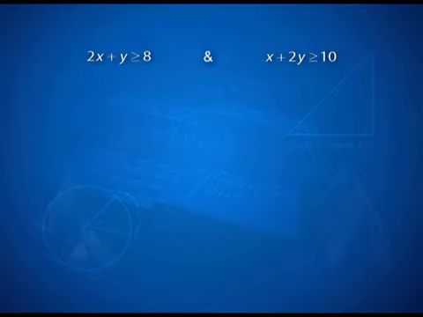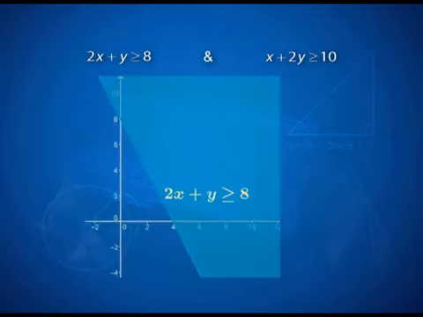Let us take up one more example, 2x plus y greater than or equal to 8 and x plus 2y greater than or equal to 10. Here we do not have any constraint on x and y to be positive or negative. Let us again plot them one by one as we had done earlier.